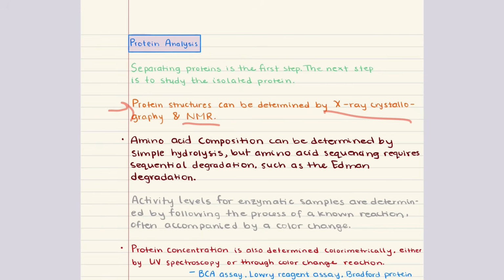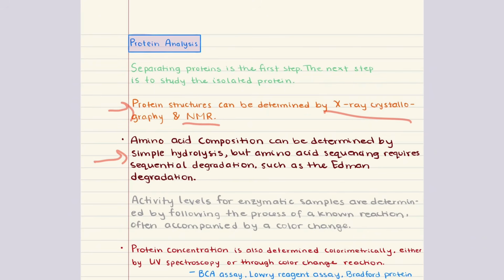Second, we can look at amino acid composition. If you want to know which amino acids are present and in what amounts, we can use simple hydrolysis, which breaks the protein down into individual amino acids. But if we want the exact sequence of amino acids, we need a more precise method like the Edman degradation technique. This technique removes and identifies one amino acid at a time from the N-terminus, and that allows us to determine the sequence amino acid by amino acid. And this is a fine technique for peptides that are about 50 to 70 amino acids.